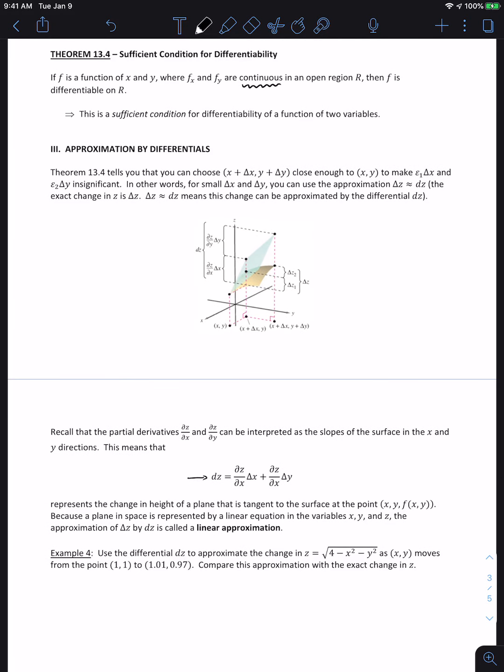For small delta x and small delta y, you can approximate the change, the increment of z, with the differential of z. Because remember that delta z is the increment of z and dz is the differential. So for small delta x and small delta y, you can approximate the exact change in z with the differential. We've got this graphic below that explains that.